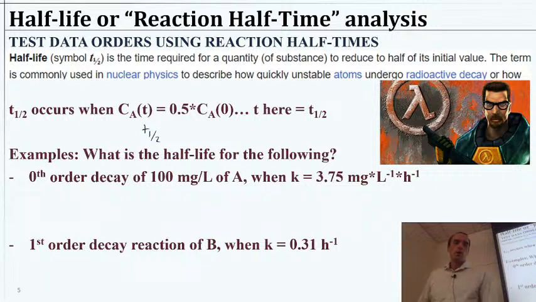Okay, so take a quick example and go ahead and solve this for yourself. For a 0-order decay of 100 milligrams per liter of some species A, if our K is 3.75 milligrams per liter per hour. Calculate the half-life.